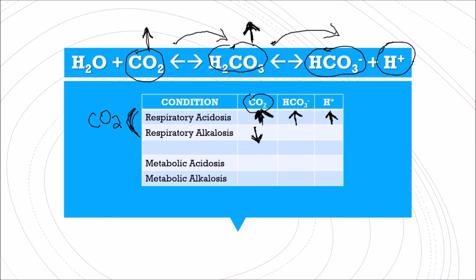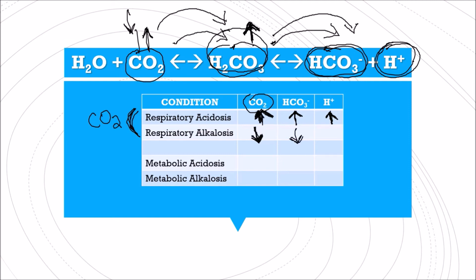Now in respiratory alkalosis, for some reason you're hyperventilating and you're blowing out too much carbon dioxide. So now your carbon dioxide levels are bottoming out. Up here, if your carbon dioxide levels bottom out, there isn't going to be enough CO2 to make carbonic acid. So that's going to limit the amount of bicarb and hydrogen ions made.